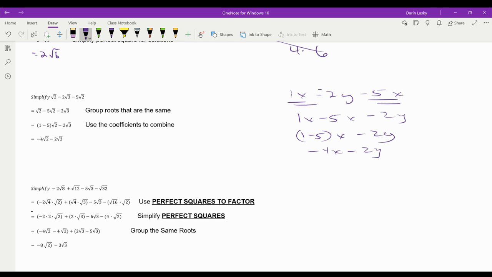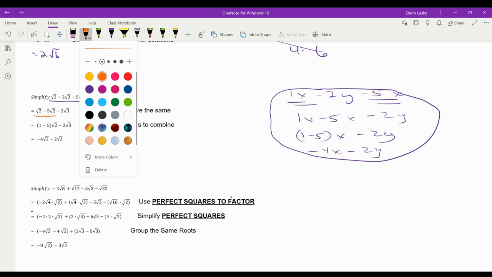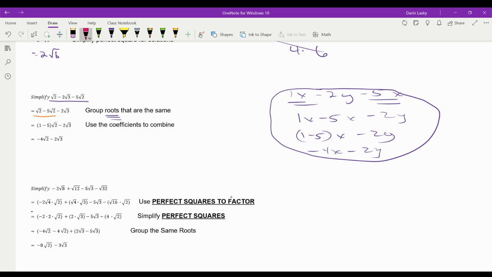So the way we solve this problem is the exact same way we're going to solve these problems. I'm going to group them not by like term, but I'm going to group them by roots. So if you look right here, I grouped it by roots. Root 2's are together, and root 3's are together. And then all I did from there is I took the numbers that are in front.